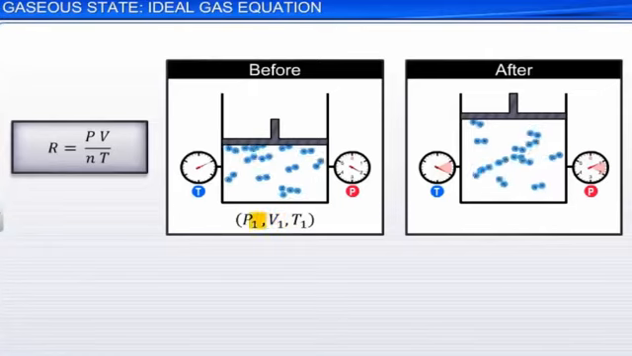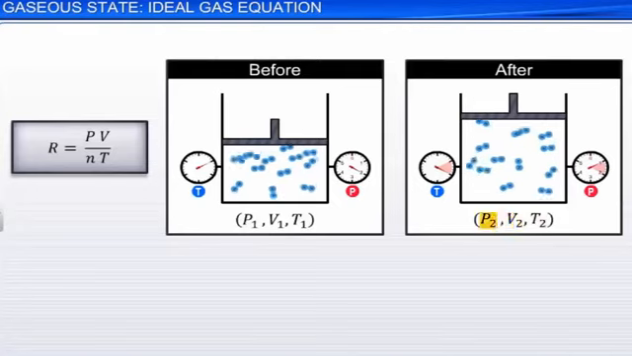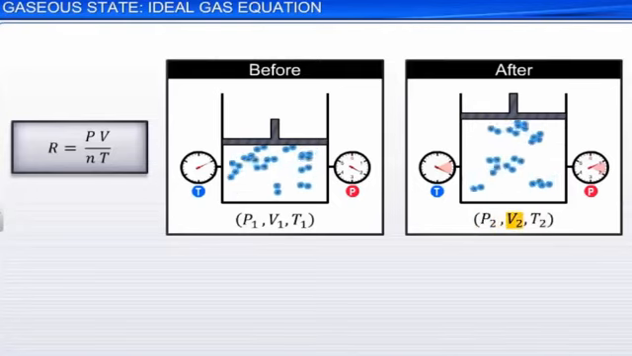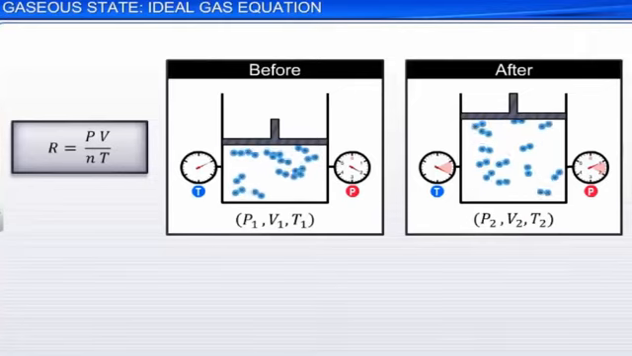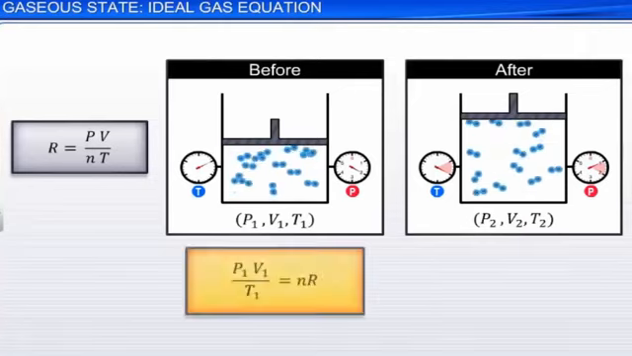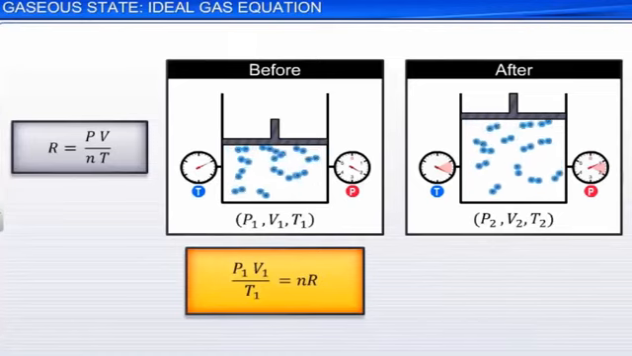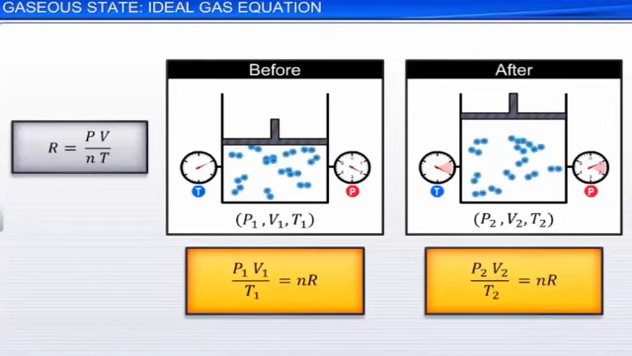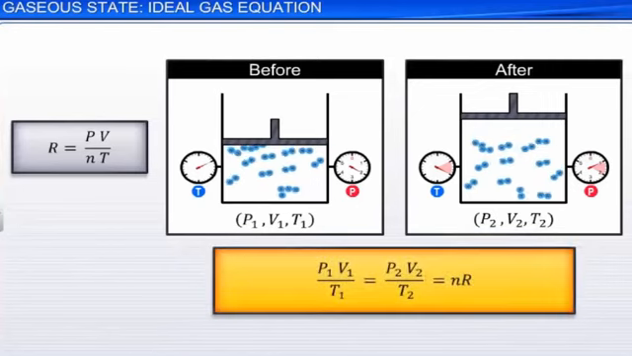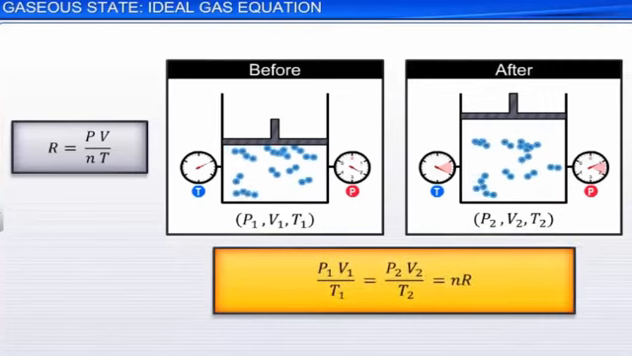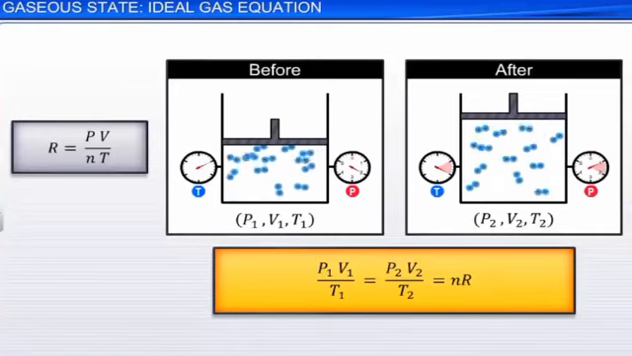Then, using the ideal gas equation, we can write P1V1 by T1 is equal to nR, and P2V2 by T2 is equal to nR. Combining the two equations, we get P1V1 by T1 is equal to P2V2 by T2. This equation is known as the combined gas law, and is useful in calculating any of the variables if the other four variables are known.